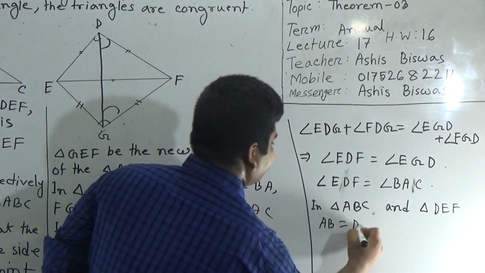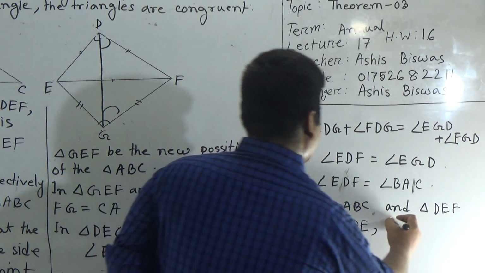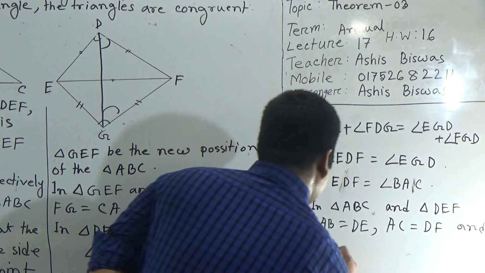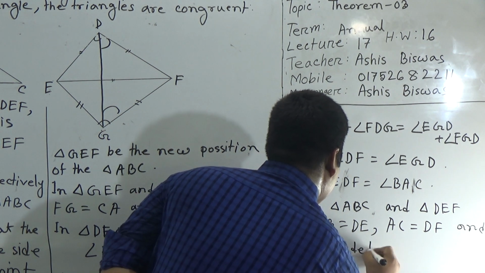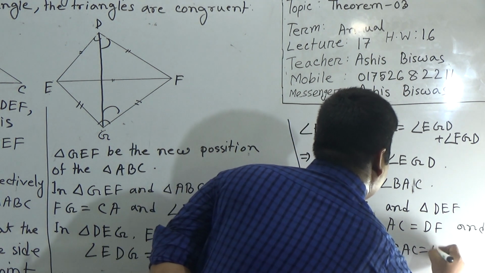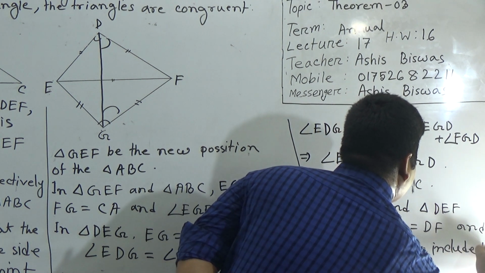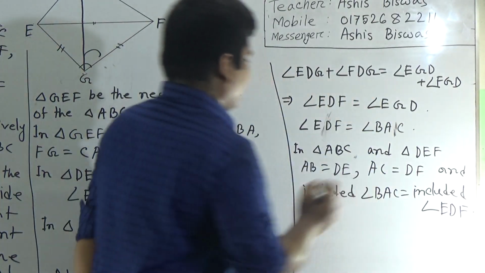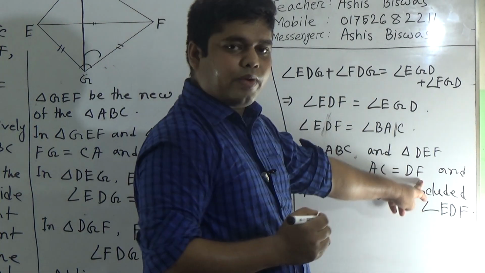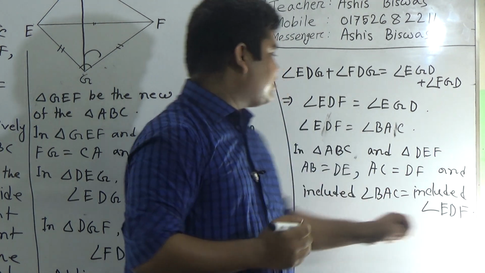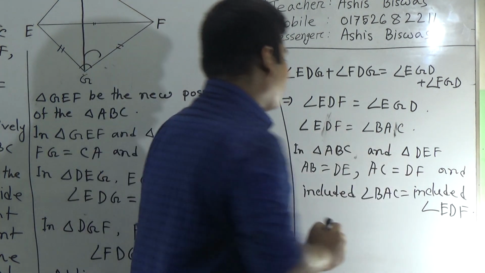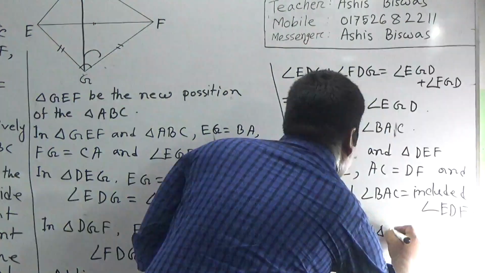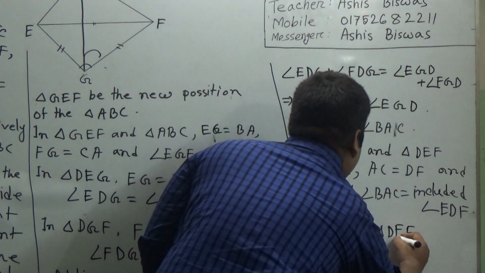AB equal to DE, AC equal to DF, and included angle BAC equal to included angle EDF. As sides are equal and included angle also equal, so we can say that these two triangles are congruent. Therefore, triangle ABC congruent to triangle DEF.